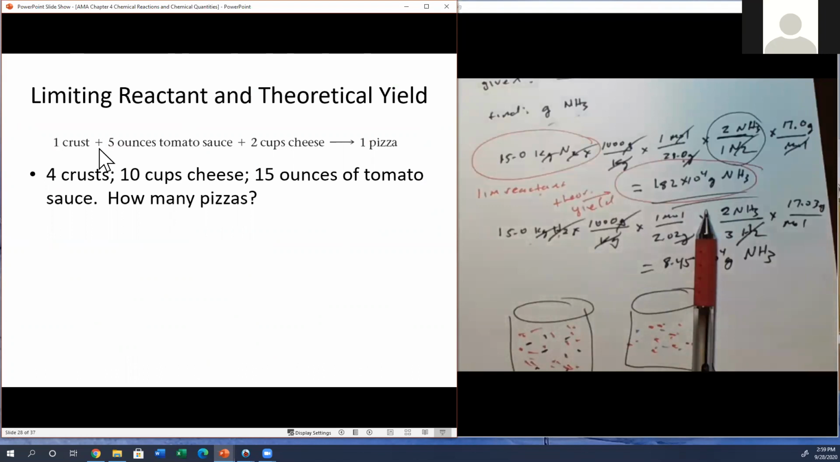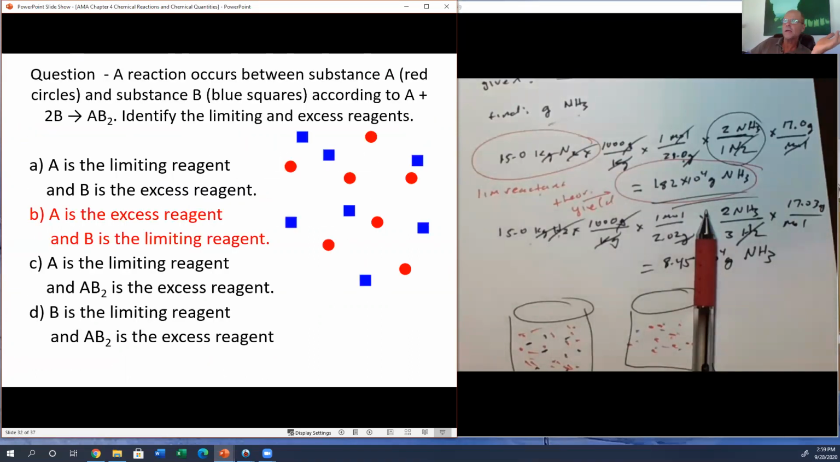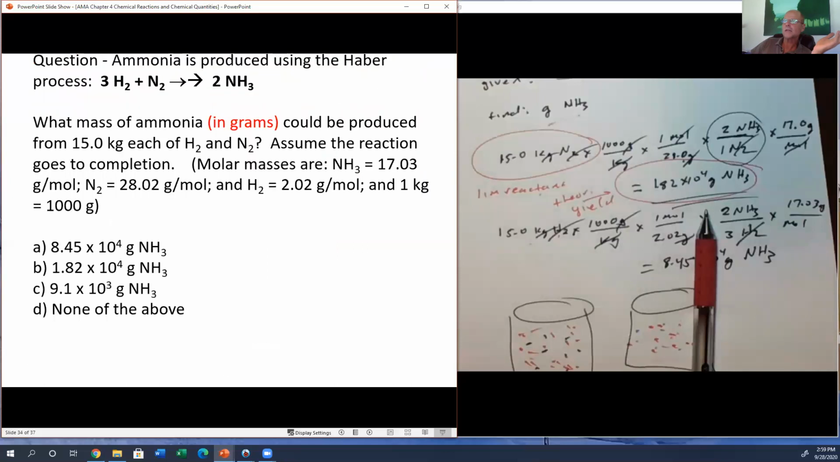Here's the recipe, which gives you the relationship between ingredients. You may carry out the recipe one day and have 10 crusts and 2 cups of cheese. You might carry out the recipe another day and have a different ratio of ingredients. A chemical reaction is exactly the same. You may have a chemical reaction like this where you have 15 kilograms of hydrogen and 15 kilograms of nitrogen. Another day, you may have different amounts, in which case the limiting reactant would be different based on those amounts.